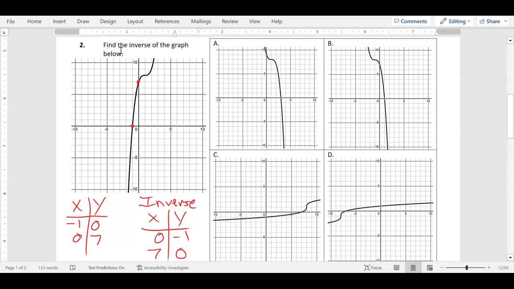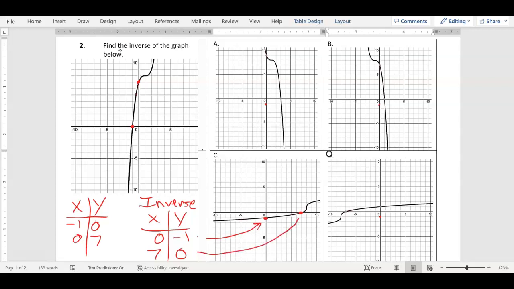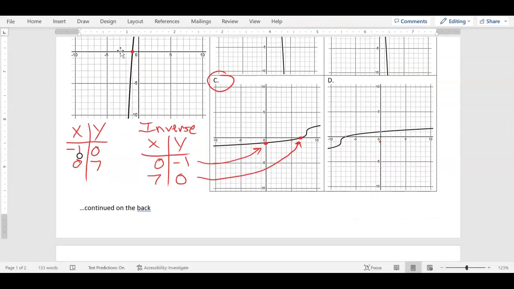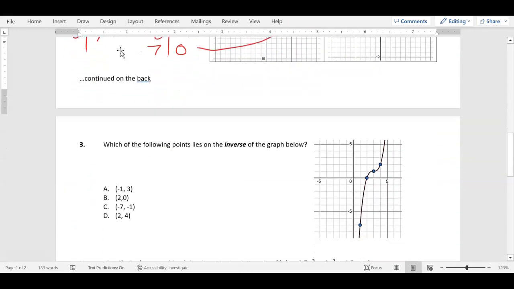So just by those points, which of these graphs have those 2 points? 0, -1. No. 0, -1. No. 0, -1. Yes. And does this one have 7, 0? It does. So both of these points are on this graph right here. So the answer is C. Do you see how that works? Take points from the original, flip them, and see which ones are on the new graph.